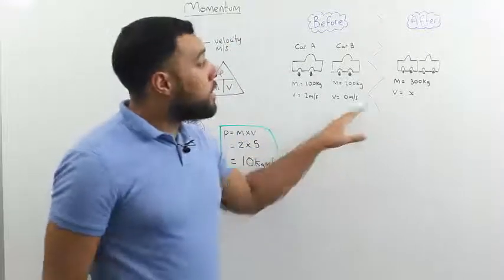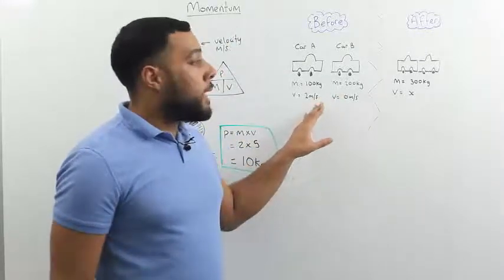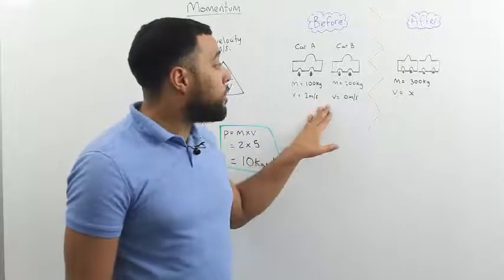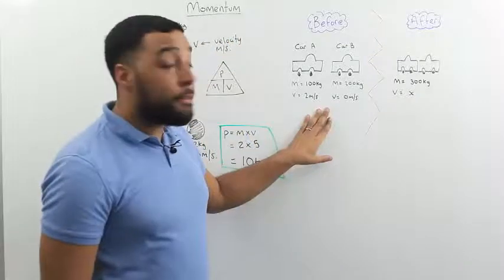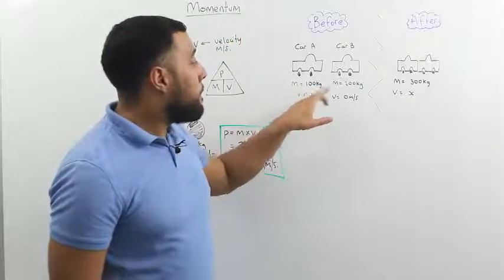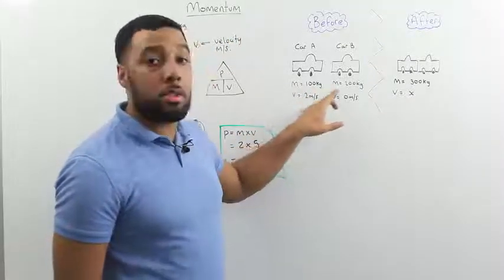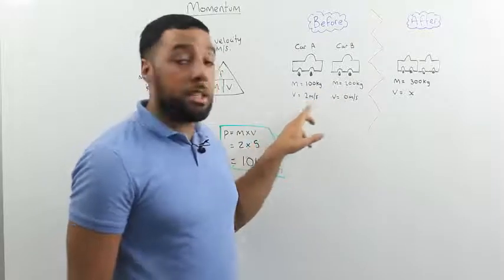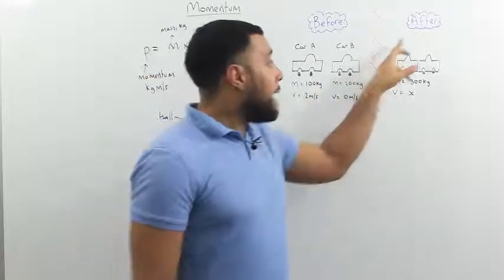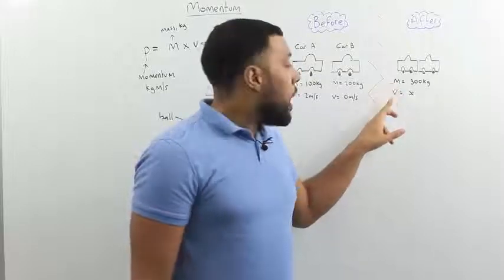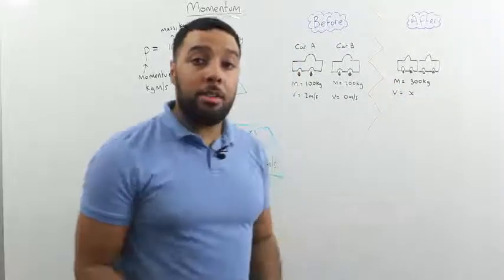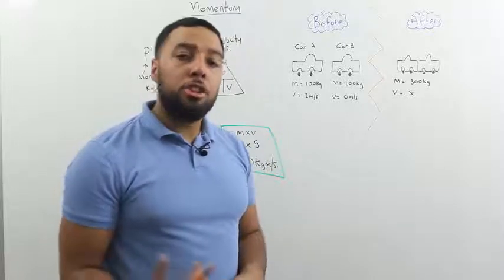So on the board here I've drawn an example of a car crash. This is before and this is after. The information that we know before the car crash are the masses of the two cars, and we also know their velocities. After the collision, I only know their mass, and we are expected to be able to calculate the velocity. So how would we do this?